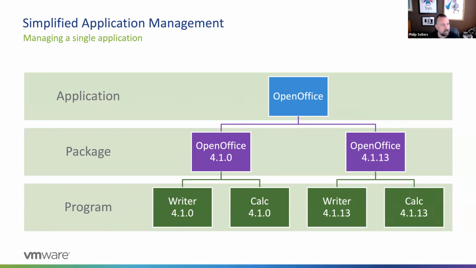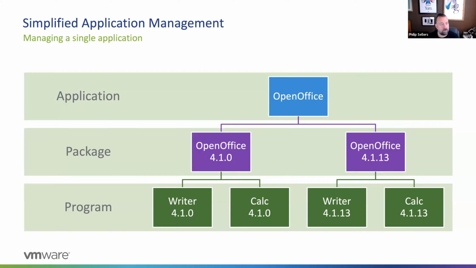Well, we can take and target that particular version to a group of test users, have them perform testing, everyone signs off. All you need to do is simply go back into the App Volumes, go to the 4.1.13 package, and then mark it as current. A simple checkbox, a simple operation. And now next time every user logs in, they're going to get the patched version across your fleet.